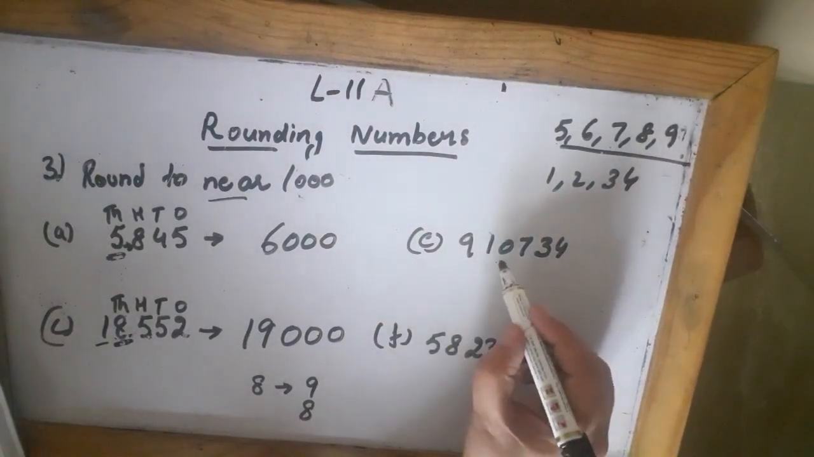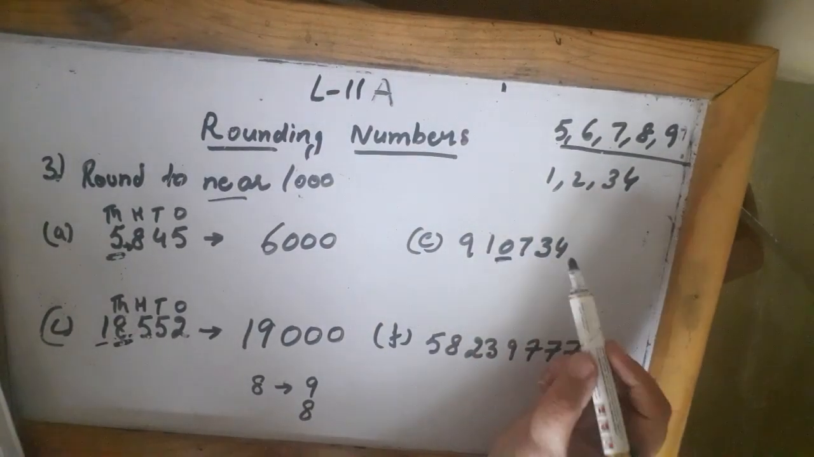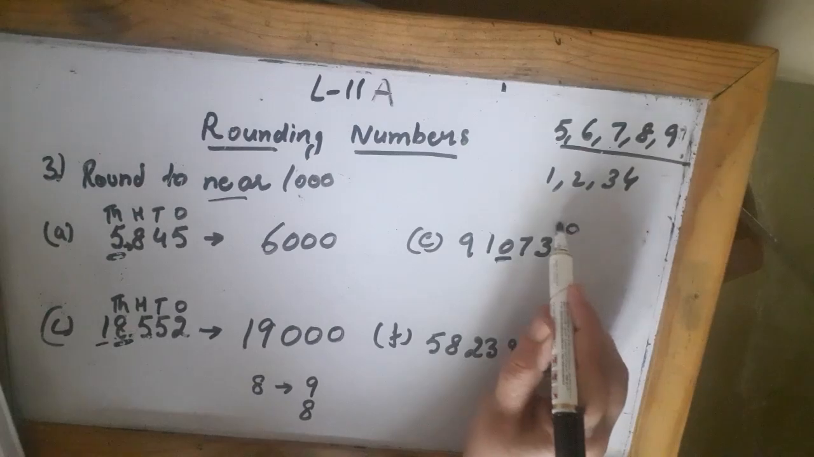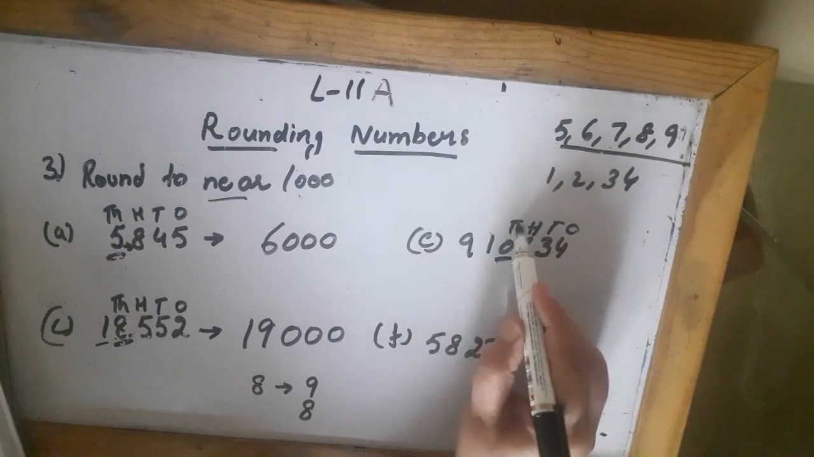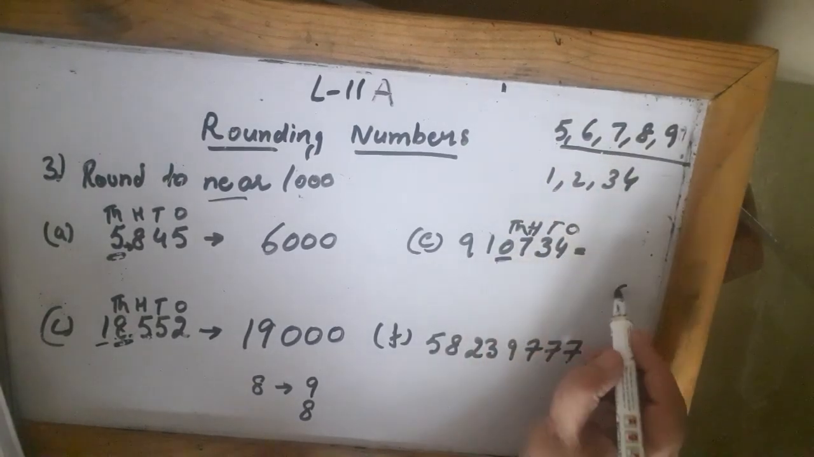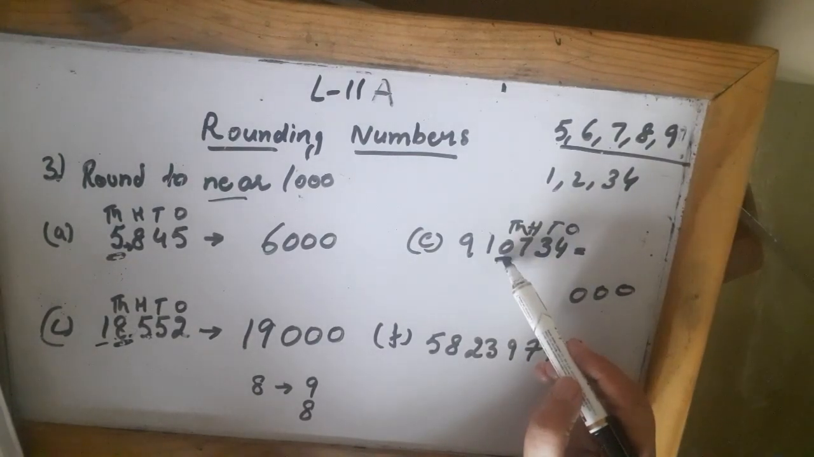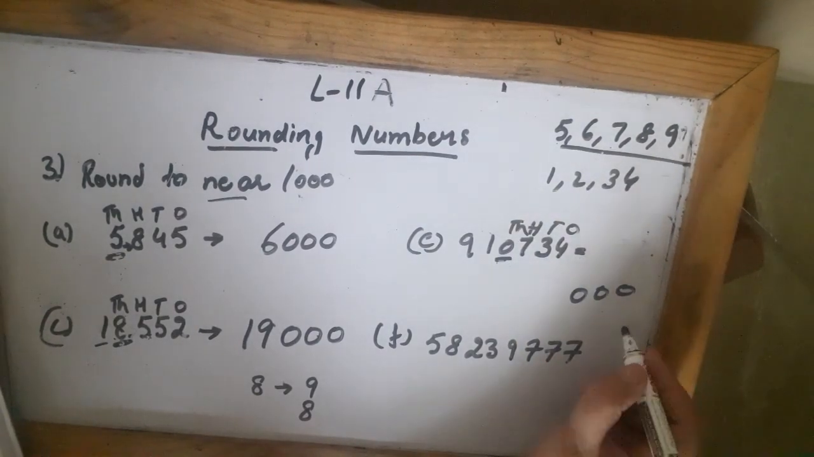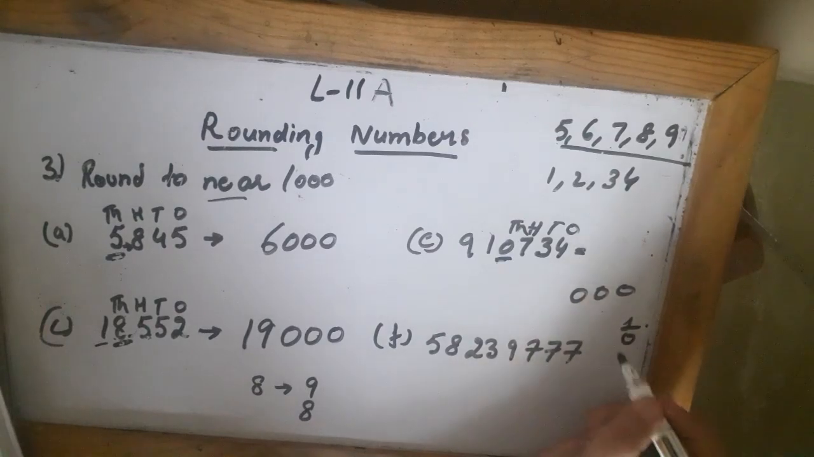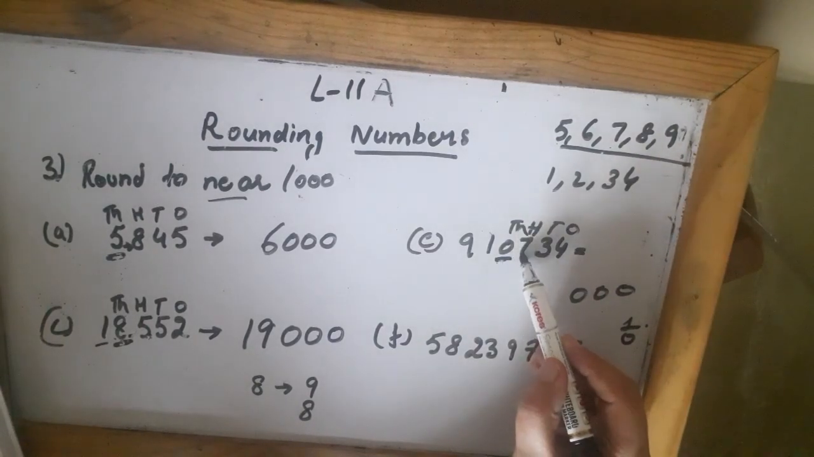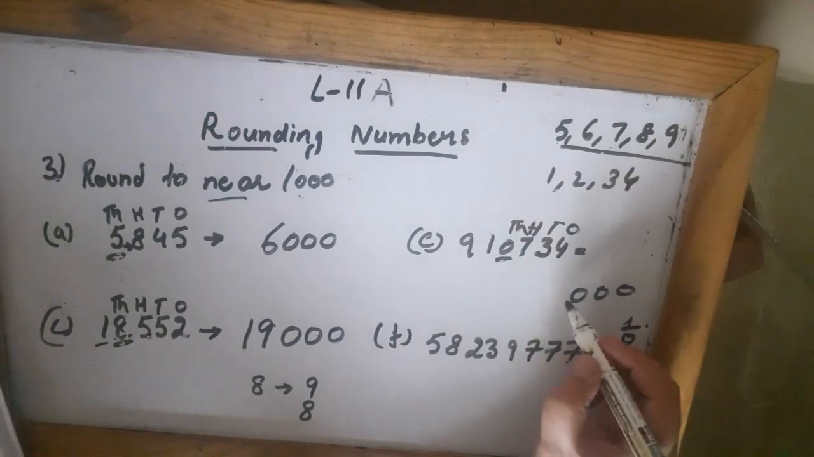Now the thousands place is 0. The digits at the ones, tens and hundreds place will become 0, 0, 0. Now I have to decide the thousands place. Either 0 will change into the next digit, that is 1, or it will remain 0. So look at the next digit at the hundreds place. It's 7, which is more than 5. So 0 will become 1.